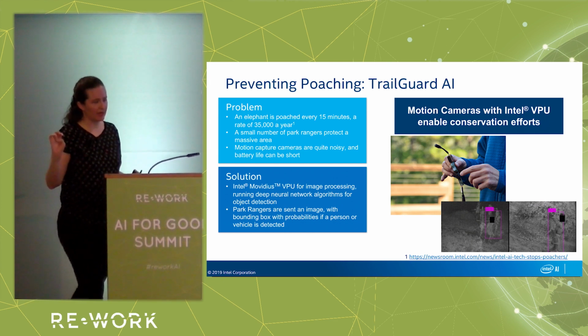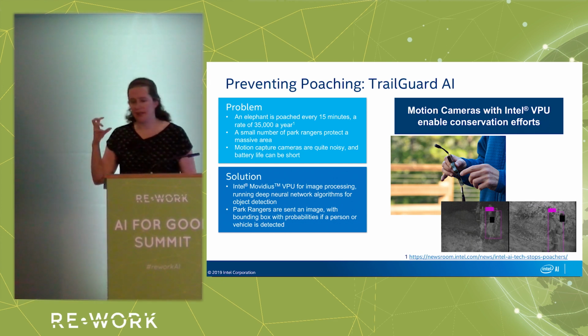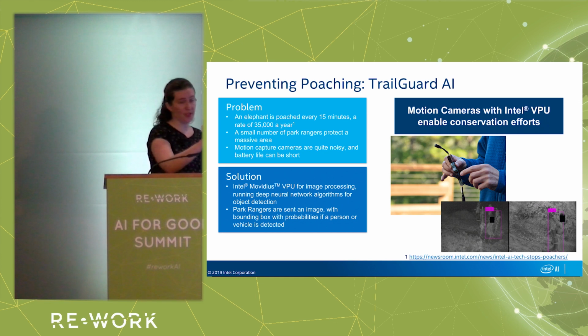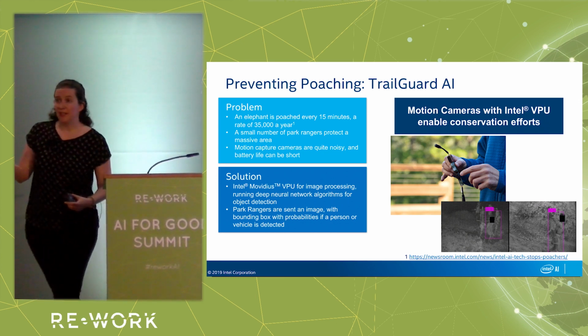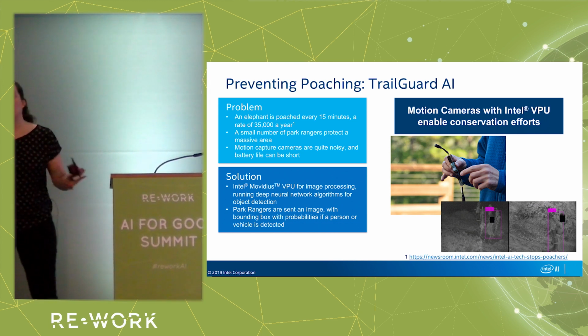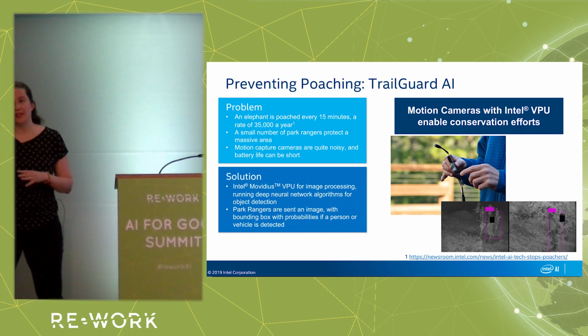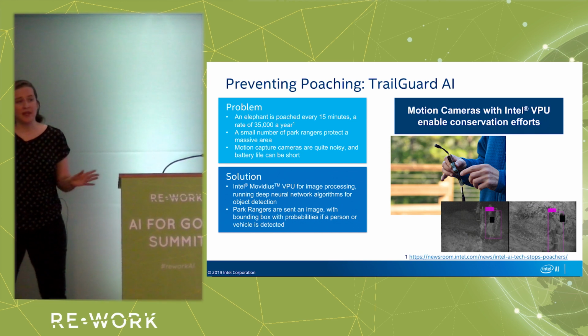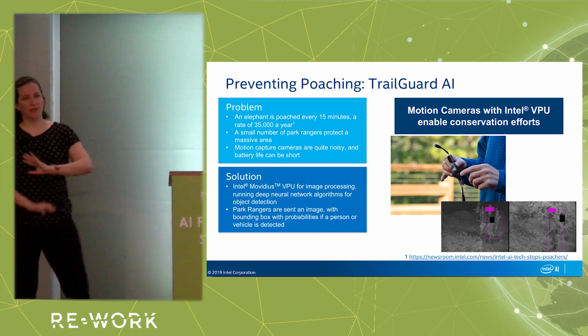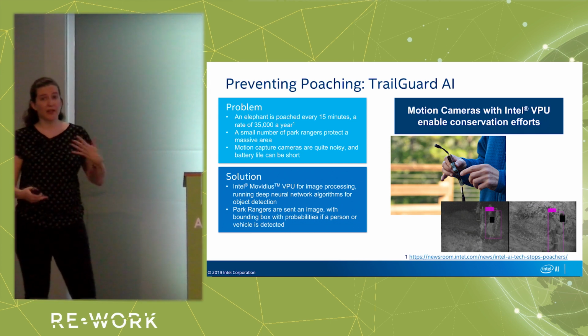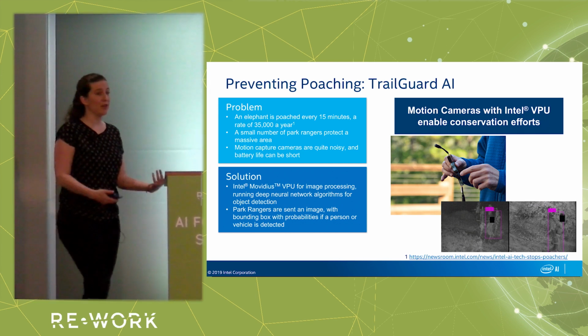And what we did with them was embed, again, this visual processing unit chip, because we want to do some inference on the edge. These motion cameras are super, super noisy. Basically, they're set to trigger on a dime. If an animal goes across them, it goes off. If the leaves blow, it goes off. Or if a potential poacher goes in front of it, it goes off.